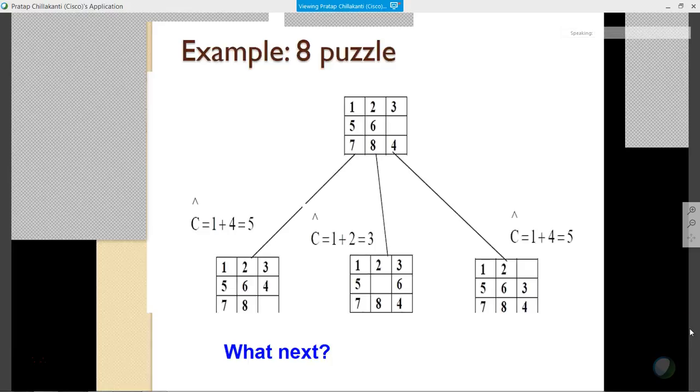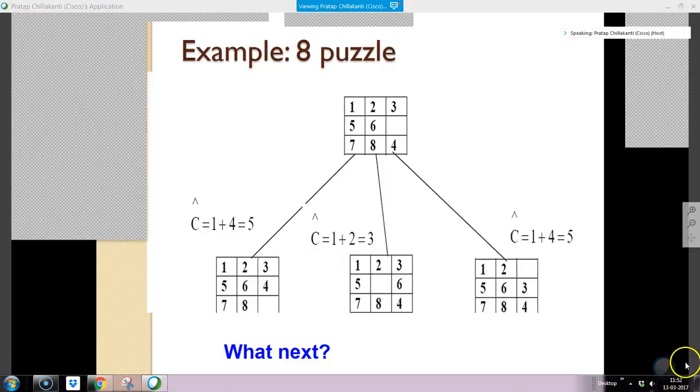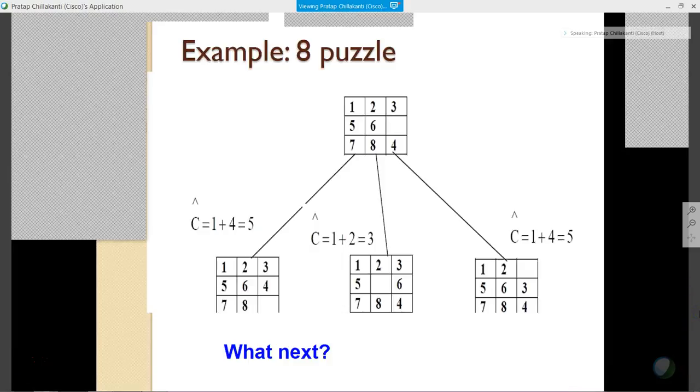Okay, I think there was some mistake in the cost function, if I vaguely remember. So why did I write the cost function of the left branch as 1 plus 4 equal to 5? Because you made one move. Okay, once you made one move, then you still have to count the number of misplaced tiles, right?